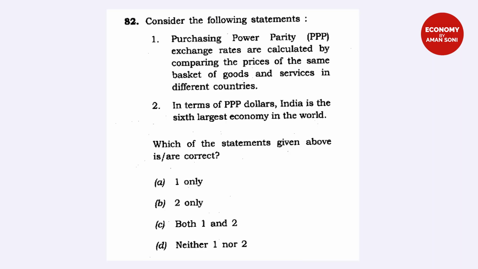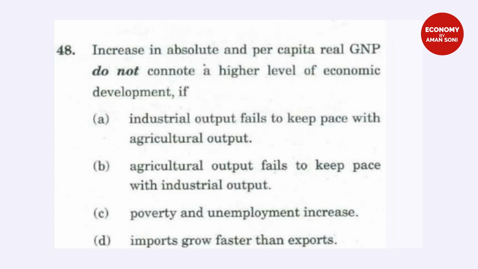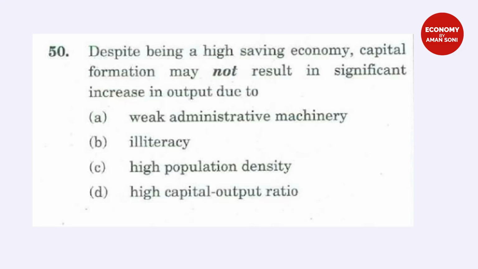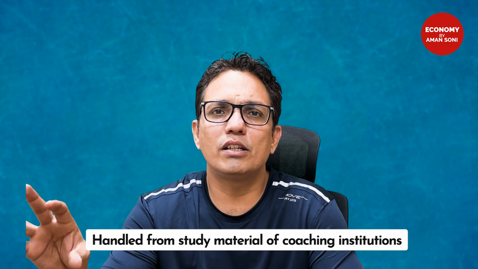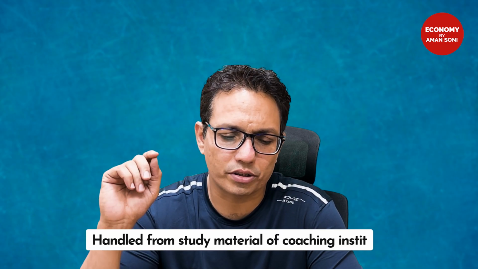In 2019, the question was on purchasing power parity, a pretty straightforward, simple question. In 2018, the question was on what is economic development, and the other question was what is capital output ratio. Both these questions were straightforward, simple questions. If you read the study materials or reference books, you will be able to solve these questions.